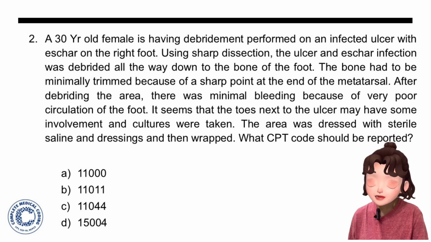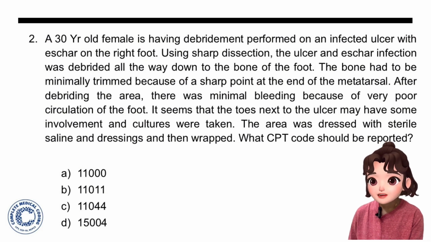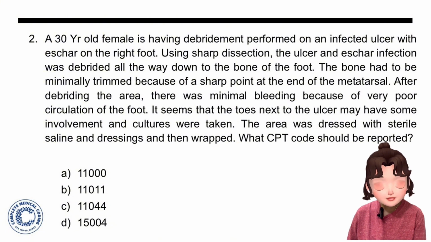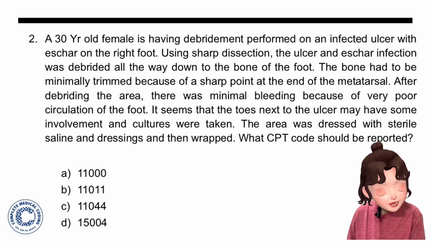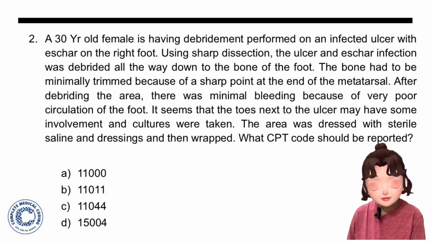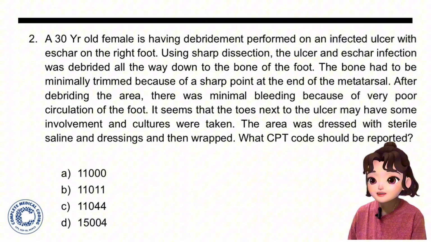What is 11011? 11011: debridement including removal of foreign material at the site of an open fracture or open dislocation, skin, subcutaneous tissue, muscle fascia and muscle. Okay, this is the description for 11011. Now the next one, option C, 11044. Debridement of bone includes epidermis, dermis, subcutaneous tissue, muscle and/or fascia if performed, first 20 square centimeters or less.